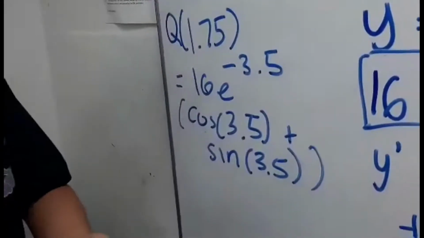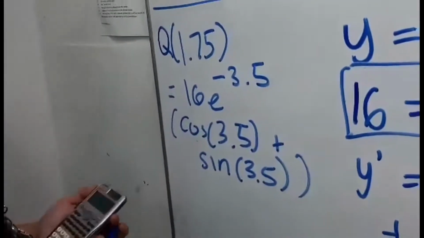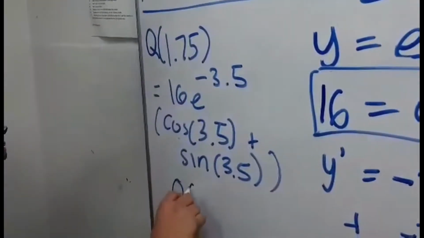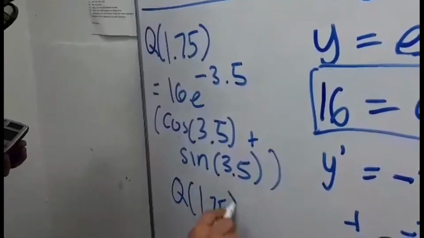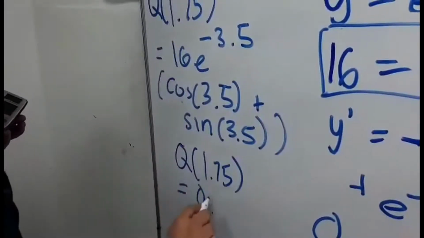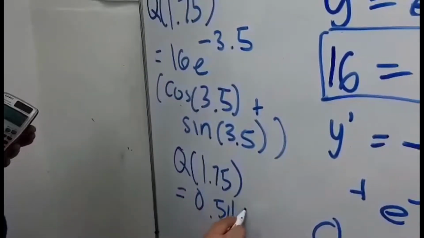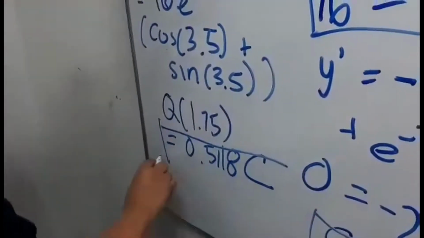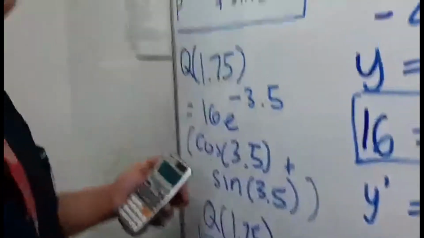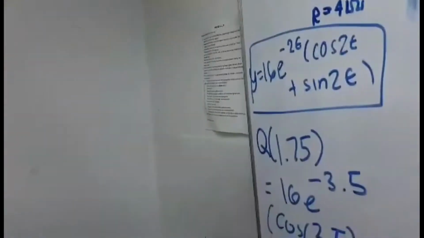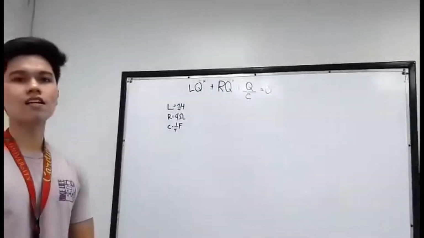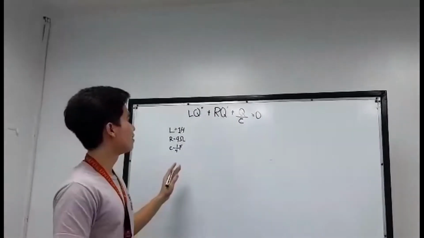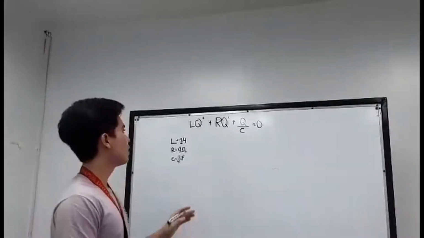So the value at time equals 1.75 seconds, the Q at 1.75 is equal to 0.5118 coulomb. So as you can see, it is actually good. In this problem, we will now test the independence or dependence of the previous problem.